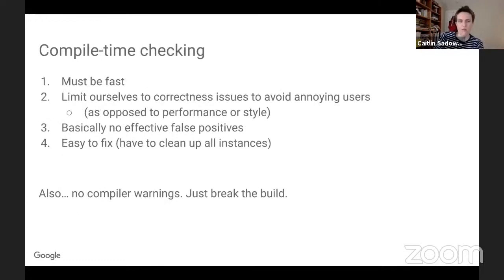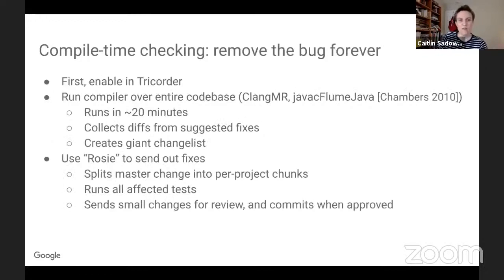So compile time checking must be faster than code review checking. And one thing I do want to mention is that we've moved away from compiler warnings. We do have them in some cases, but we're moving away from them. So really just break the build. We found people ignore compiler warnings. So when we add a new static analysis to the compiler, we want it to be something that we can break the build. So ideally it's a correctness issue. It has basically no effective false positives. And also it has to be easy to fix, because what we do is we actually remove all the existing instances in the code base.